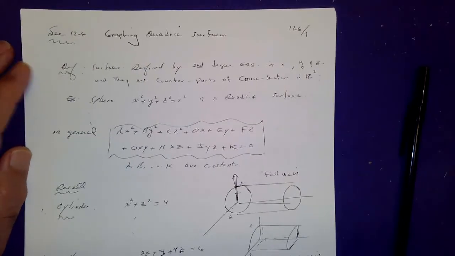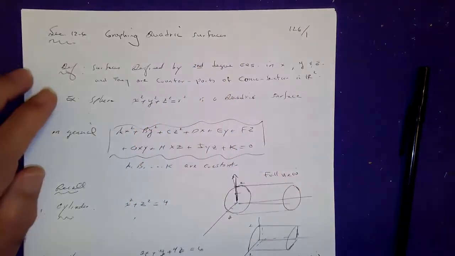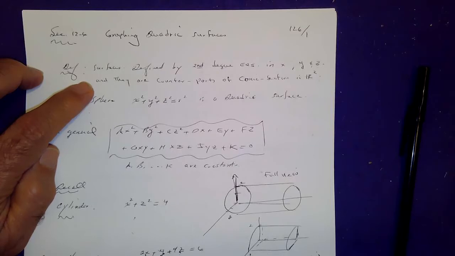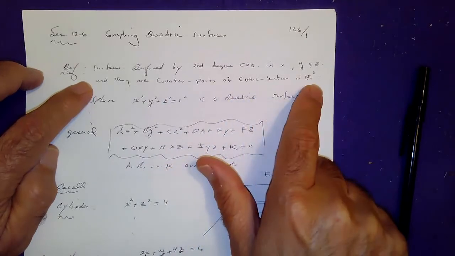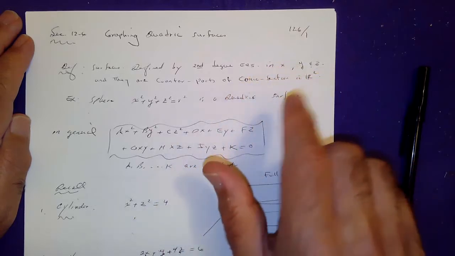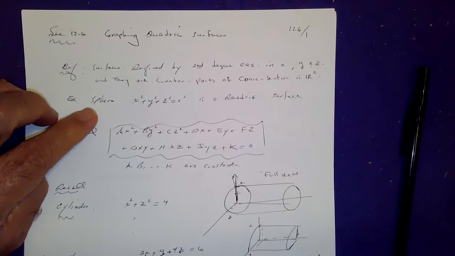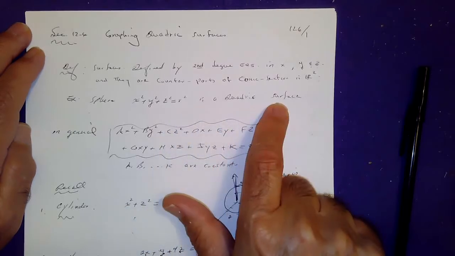Section 12.6, graphing quadric, not quadratic, but quadric surfaces. Quadric surfaces are second-degree polynomials in three variables, namely x and y and z, and they are like counterparts of what? Conic sections, which we have seen in previous algebra classes, such as parabola, ellipse, hyperbola, circle. So, for instance, sphere x squared plus y squared plus z squared equals r squared is a quadric surface.